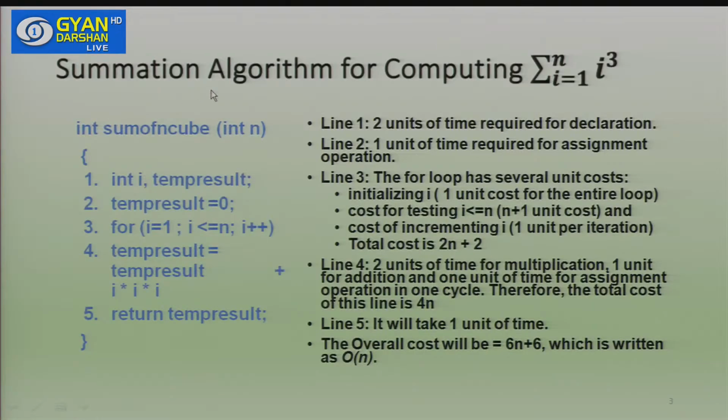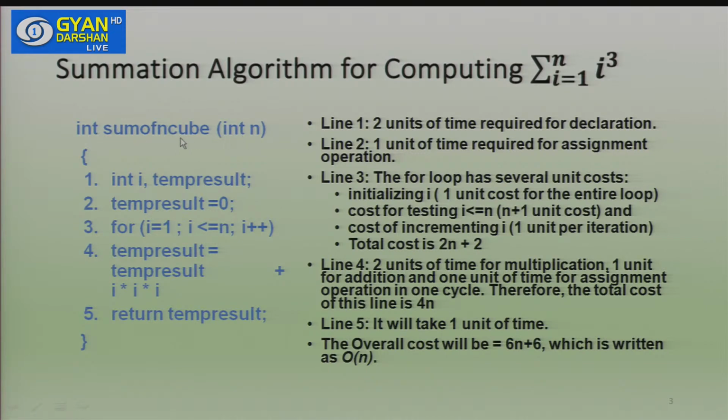Once we have defined the big O notation, let us look into some of the simplest algorithms and how we can represent their complexity in big O notation. The very first algorithm which we are going to discuss is the summation algorithm for computing i cube, from i equals 1 to n. What does it mean? 1 cube plus 2 cube plus 3 cube till n cube. So this is the way we are going to compute it.